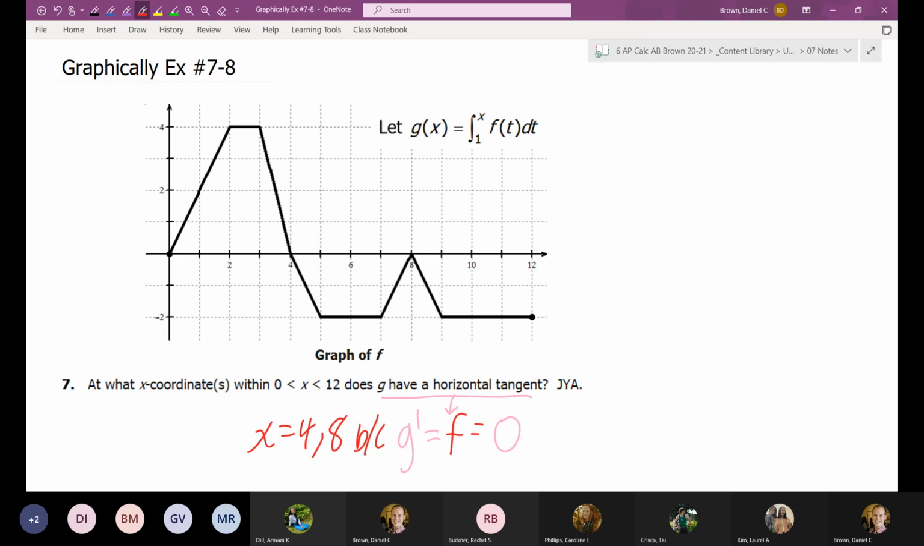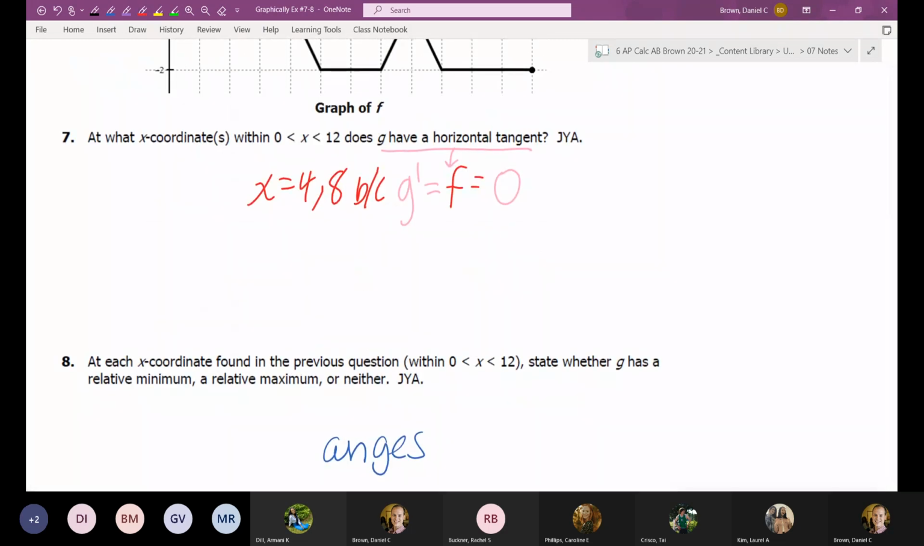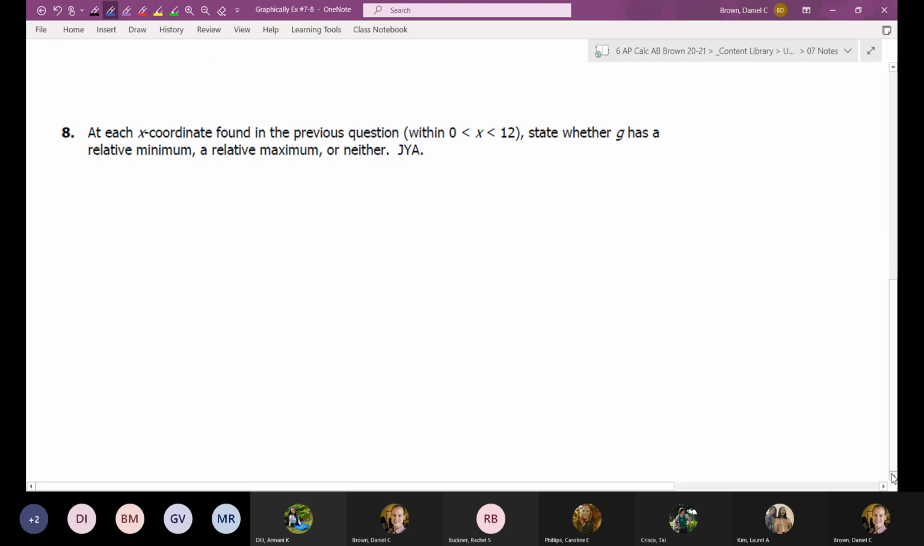And then kind of the follow-up question, this one's connected to it. At each x coordinate found in the previous question, so at x is equal to 4 and x is equal to 8, state whether g has a relative minimum, a relative maximum, or neither. So we have 2 possible horizontal tangents. We have a horizontal tangent at x is equal to 4. And we also had another one at x equal to 8.